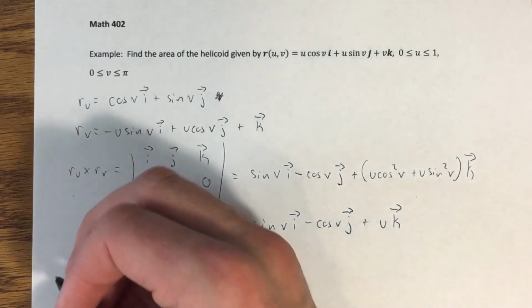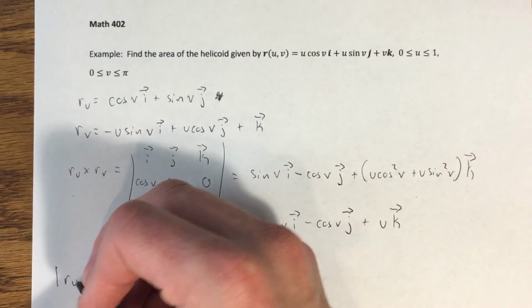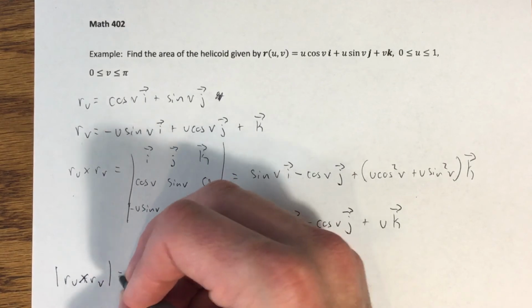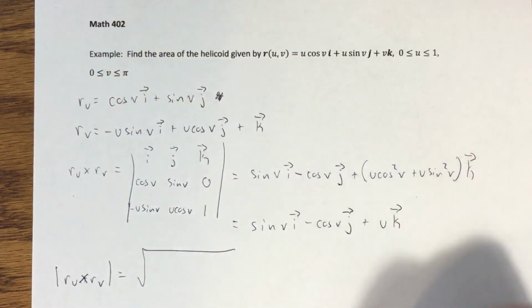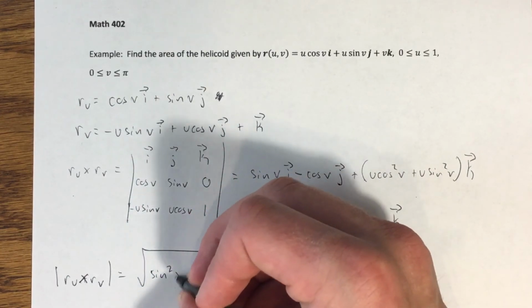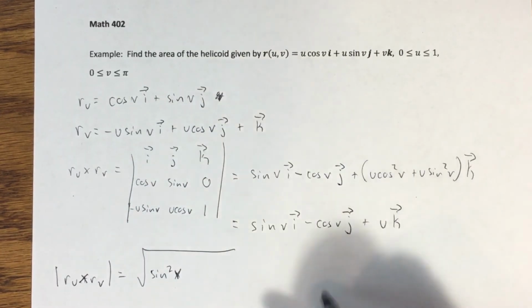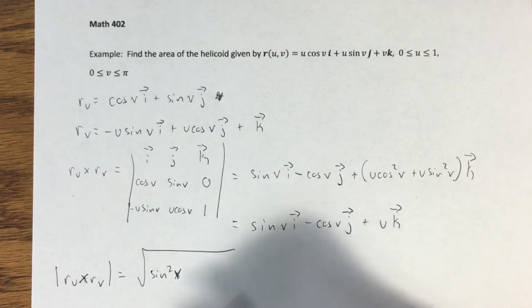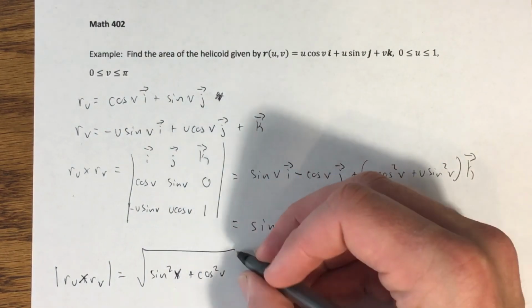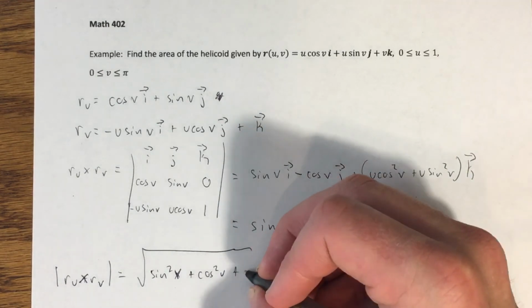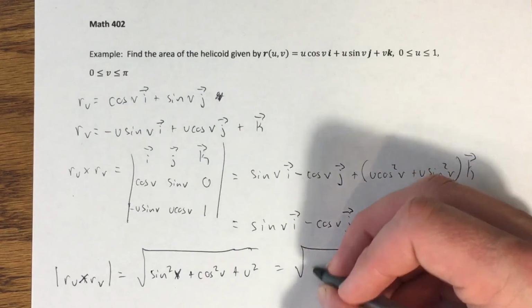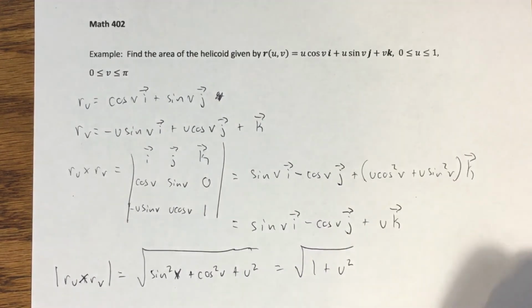So now what we need is the magnitude of the cross product. Okay, so that would be the square root of sine squared of v plus negative cosine squared, but if I square it, the negative goes away, so it's really just plus cosine squared of v plus u squared, which we know becomes 1. This simplifies to 1 plus u squared.